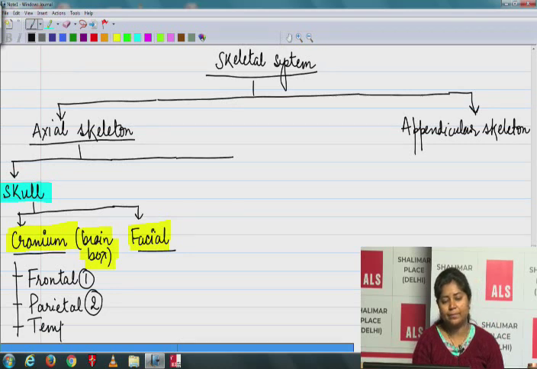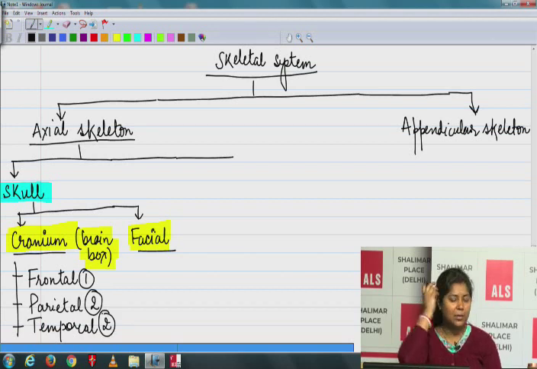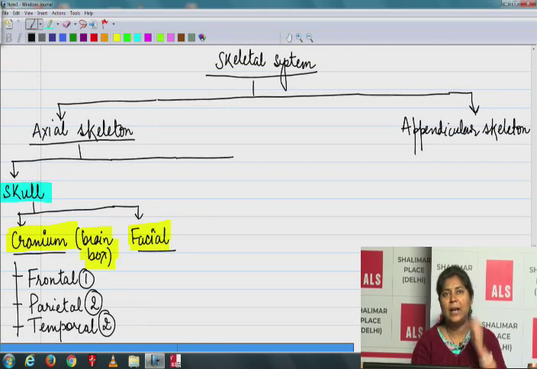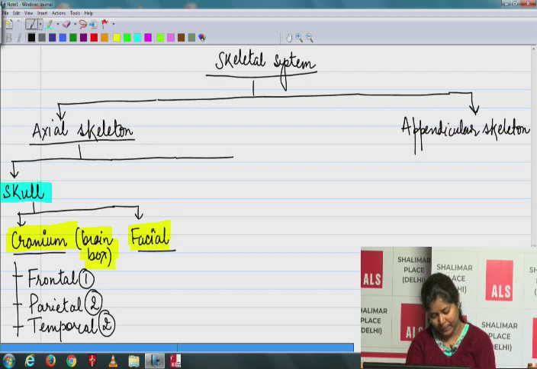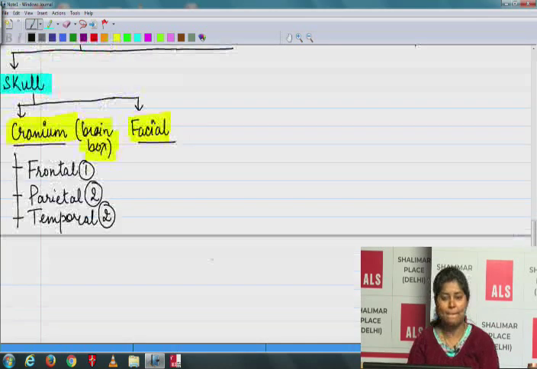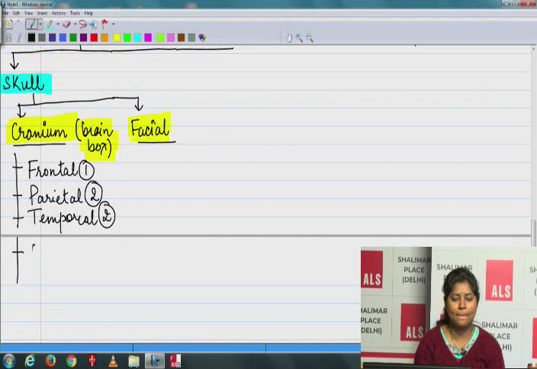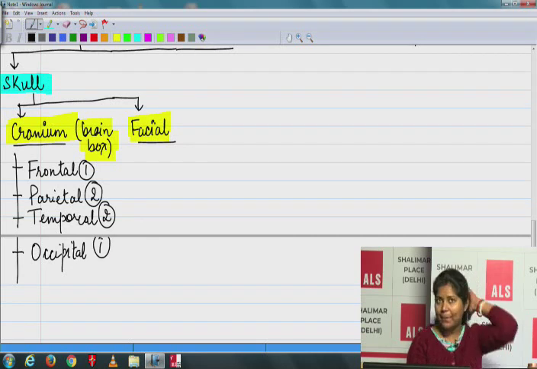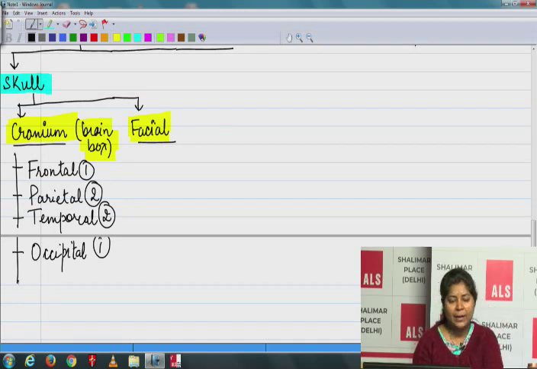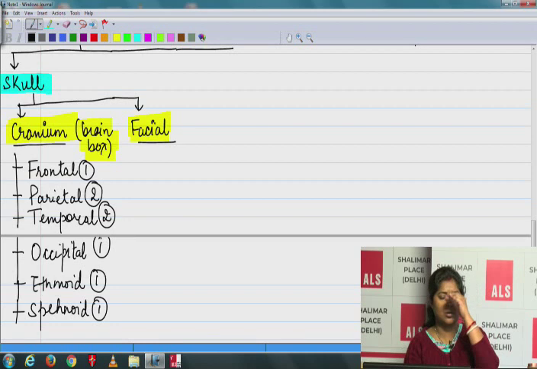Then we have temporal, one temporal over here, just on the top of your ears, and one temporal here. So you have two temporal bones. We have one occipital. Occipital comes in the back part, immediately after parietal. And we have an ethmoid and a sphenoid. This is somehow connecting, or a barrier between, the sections of the different parts of the brain.